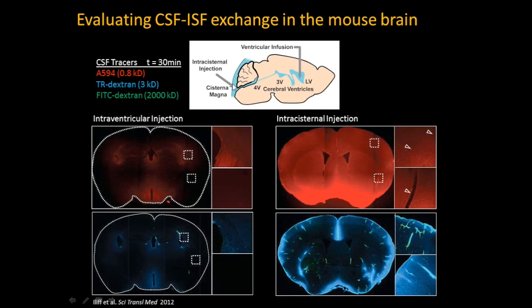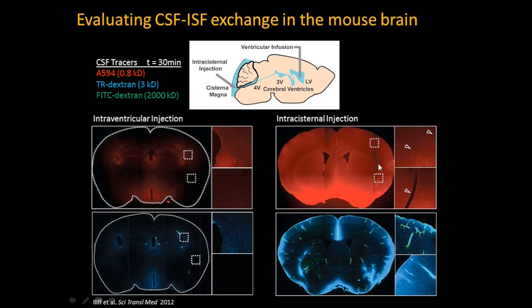It was interesting, though, that when we shifted the tracer from the ventricle to the subarachnoid space of the basal cisterns, we saw a very different result. Whereas the larger tracers, you can see they do exchange with the brain interstitium. They move back into the brain. The small tracer, you can see it's exchanging with the surrounding interstitium. The large tracer, it's confined to what appear to be perivascular spaces.